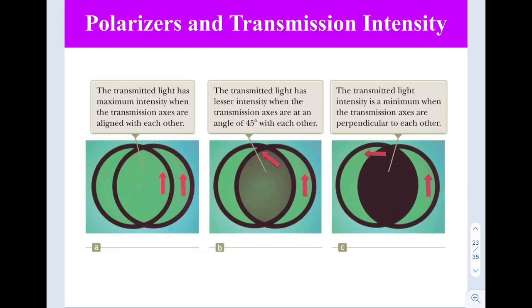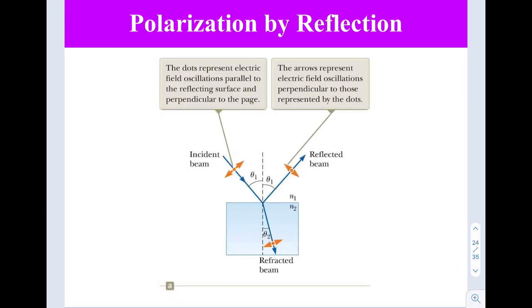So figures A, B and C explain how much light can be transmitted through the polarizer. For figure A, the transmitted light has maximum intensity when the transmission axes are aligned with each other. The transmitted light has lesser intensity when the transmission axes are at an angle of 45 degrees with each other. And the transmitted light intensity is a minimum when the transmission axes are perpendicular to each other. Almost none of the light is going to be transmitted.